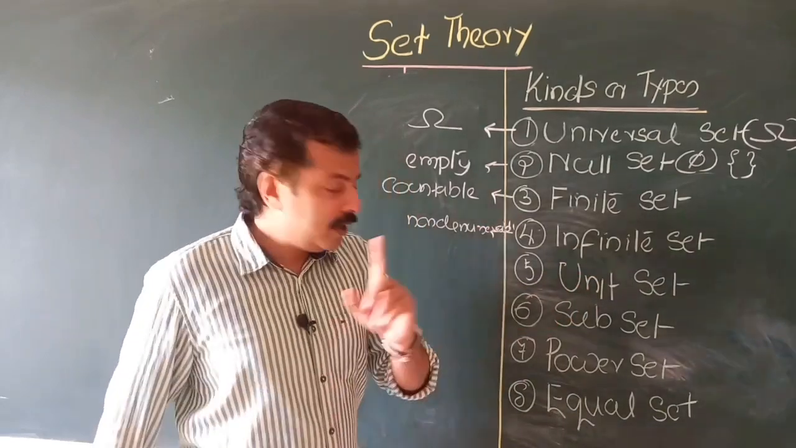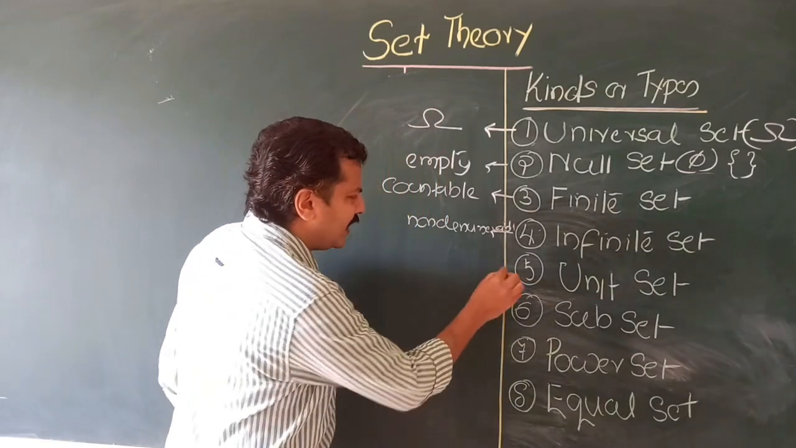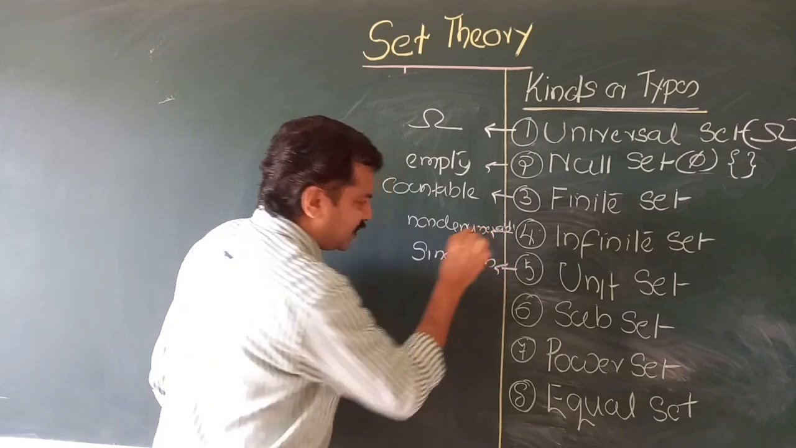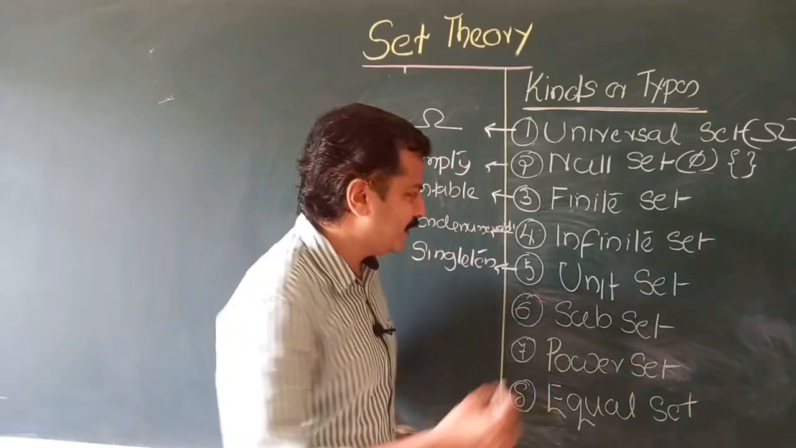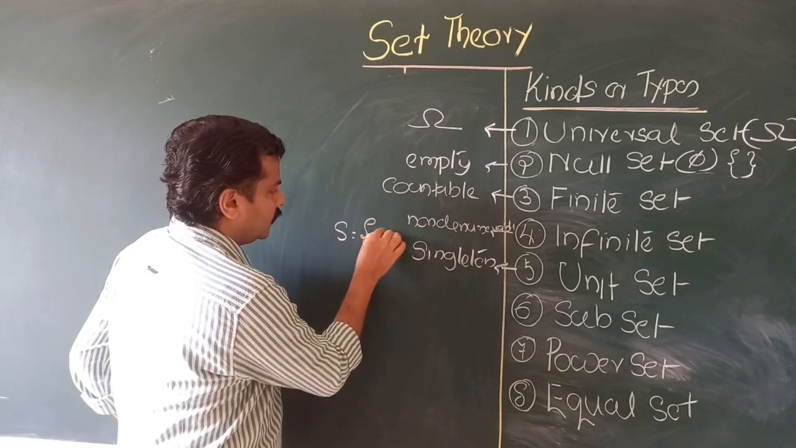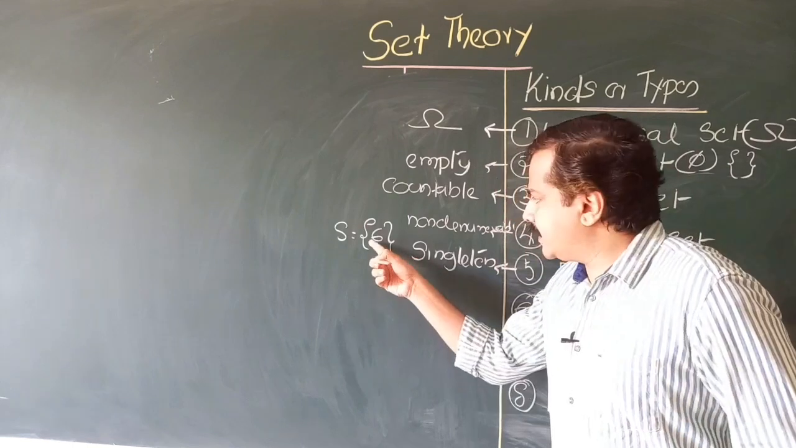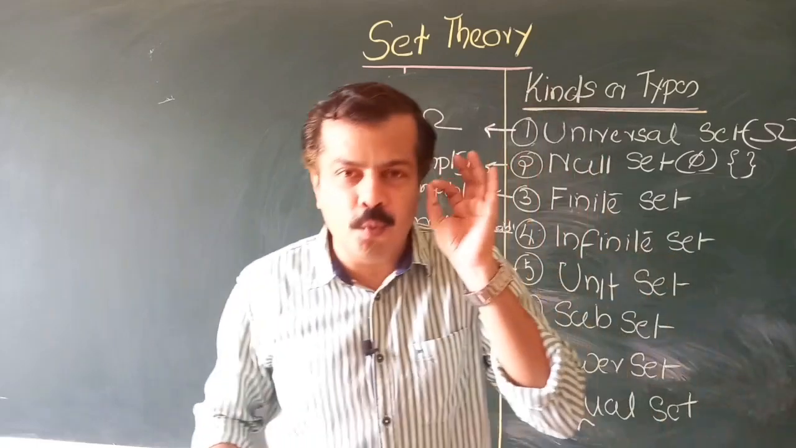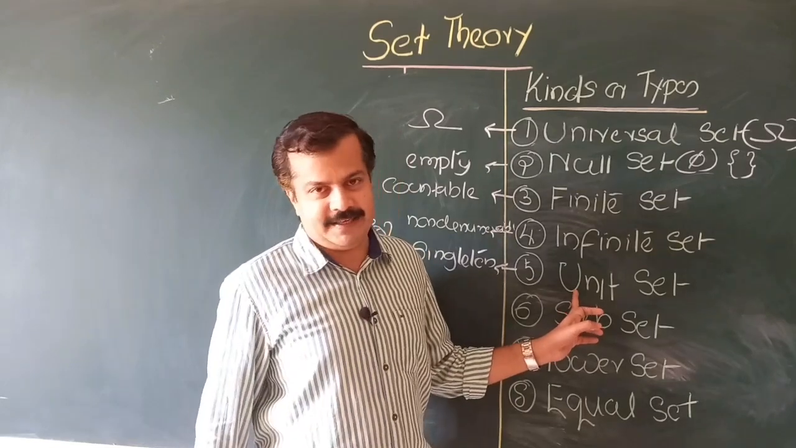Now the fifth type is known as the unit set, sometimes also called a singleton set. Unit set means a set having only one element. For example, say I put a set S equals 6. This is a singleton set, in the sense that this set consists of only one element. So if a set has only one element, it is known as the unit set or singleton set.